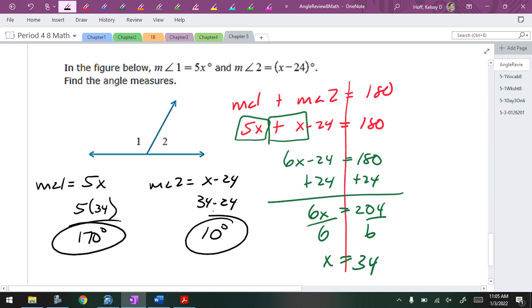Okay. On those first ones where you're just identifying parallel, perpendicular, neither, you're not going to have any work to show me. Okay.